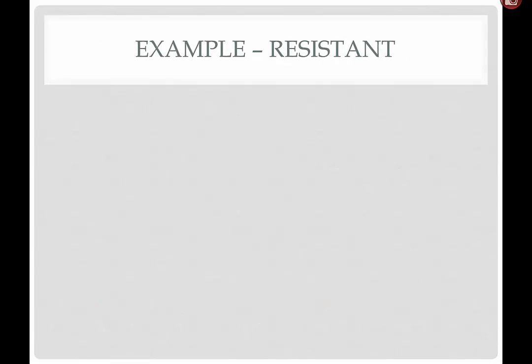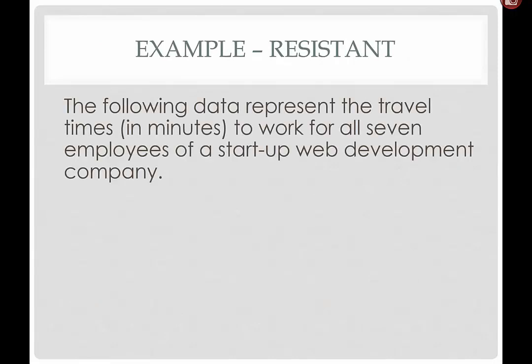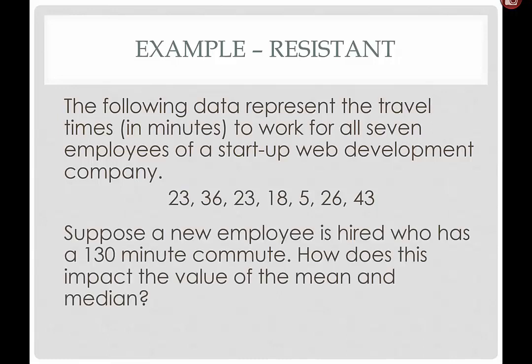All right, so let's take a look at an example of the term resistant, okay? The following data represent the travel time in minutes to work for all 7 employees of a startup web development company. Okay, so we have different values of travel times in minutes. Suppose a new employee is hired who has a 130-minute commute. How does this impact the value of the mean and median?